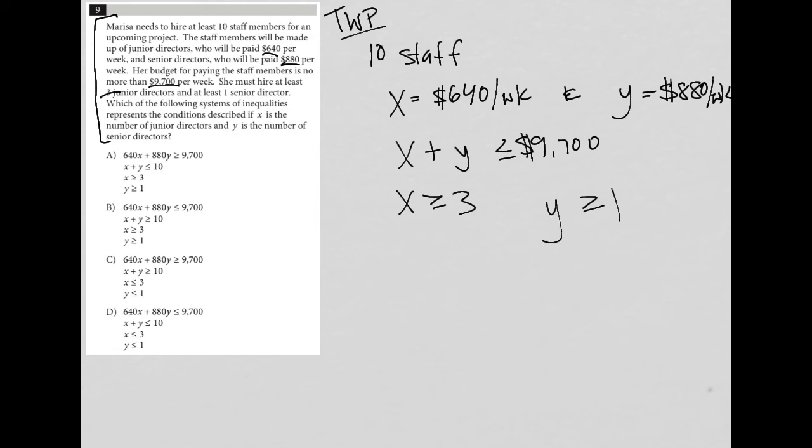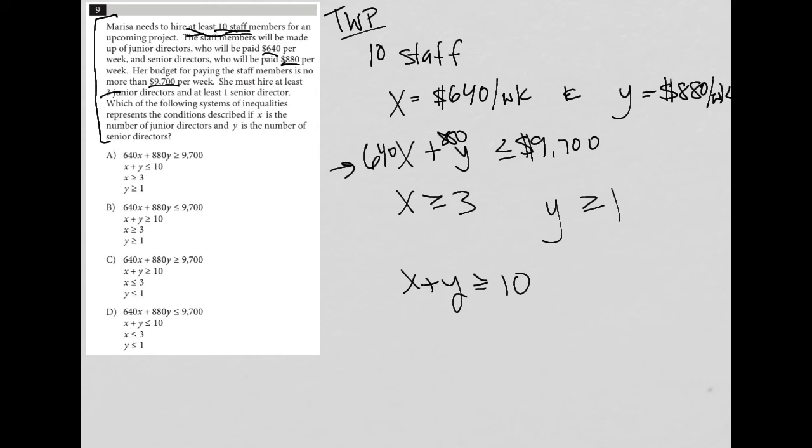Okay. So what do we know? Something's wrong. So the 10 staff members, right? So actually X plus Y should equal 10. Actually, X plus Y is greater than or equal to 10 because she needs to hire at least 10 staff members. So what I put here was incorrect because that's a dollar amount, which means this really should be 640X plus 880Y has to be less than that 9,700.